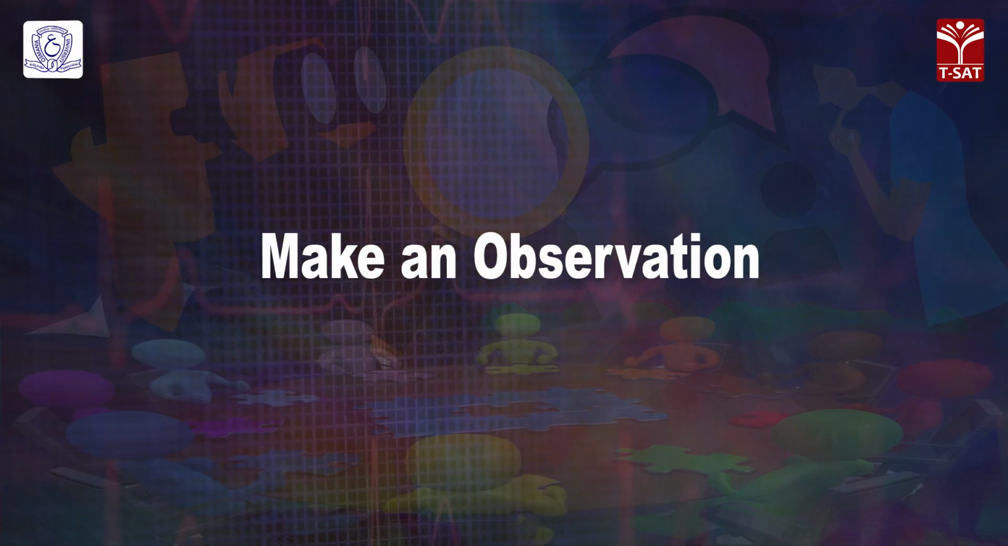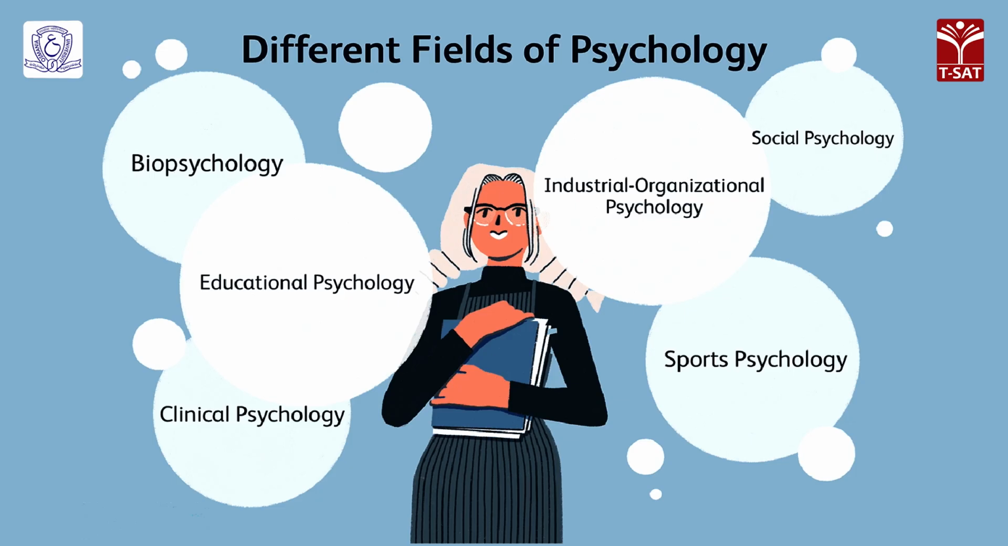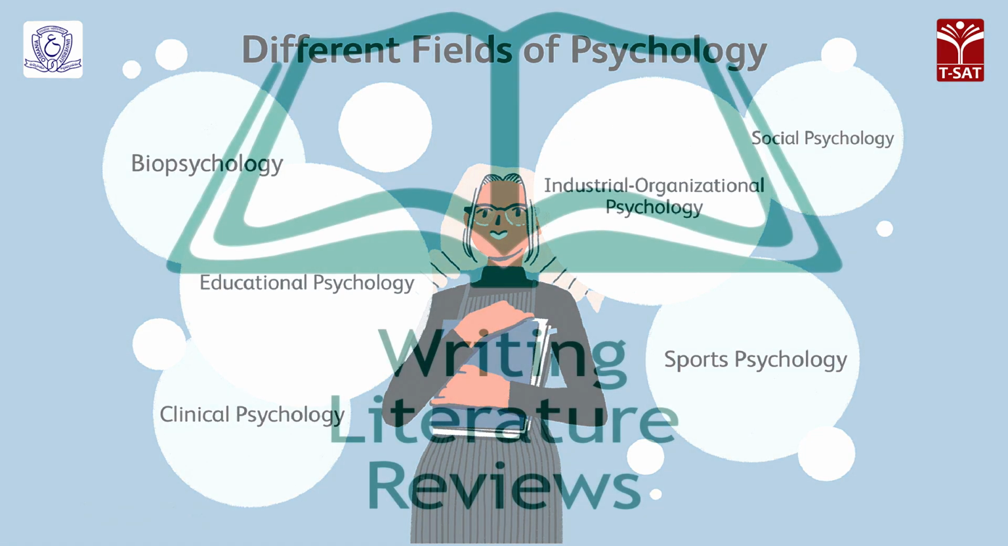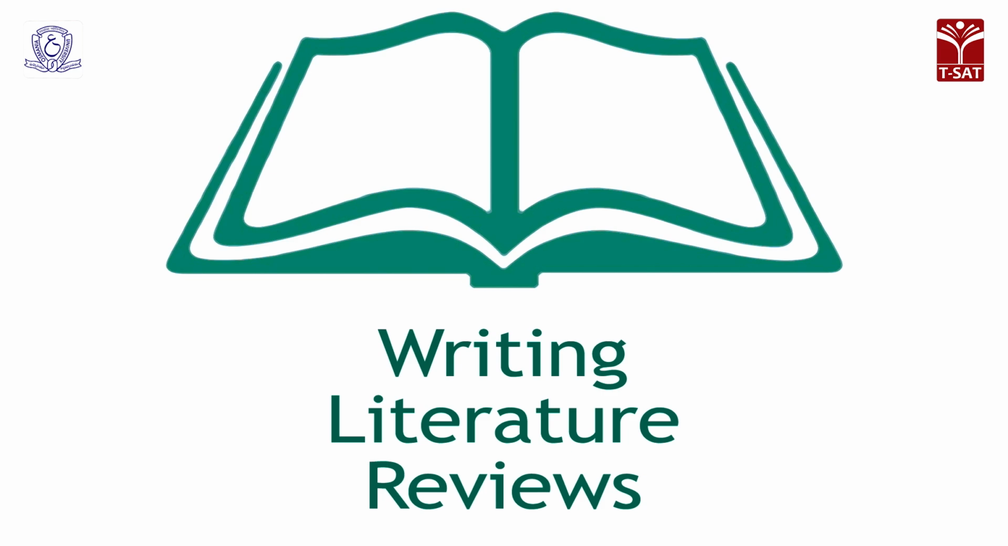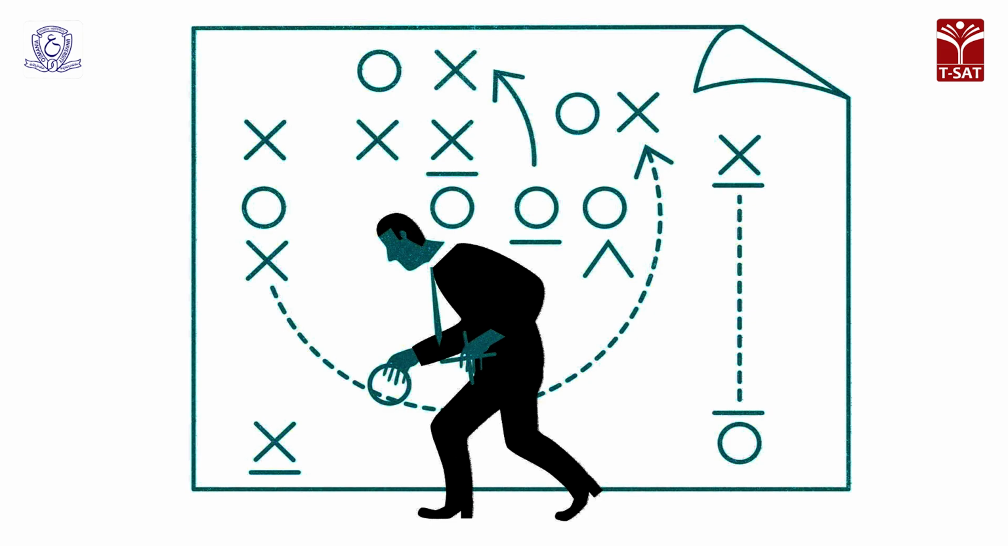Step 1. Make an observation. Before a researcher can begin, they must choose a topic to study. Once an area of interest has been chosen, the researchers must then conduct a thorough review of the existing literature on the subject. This review will provide valuable information about what has already been learned about the topic and what questions remain to be answered.